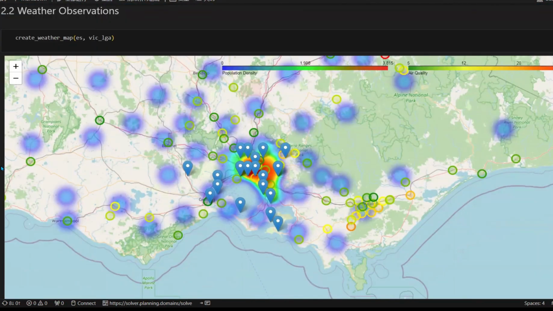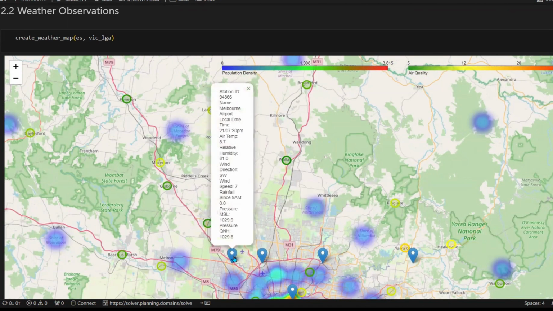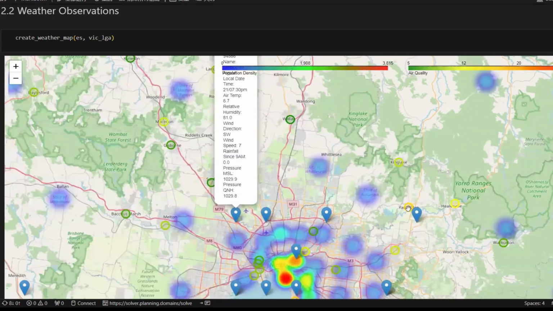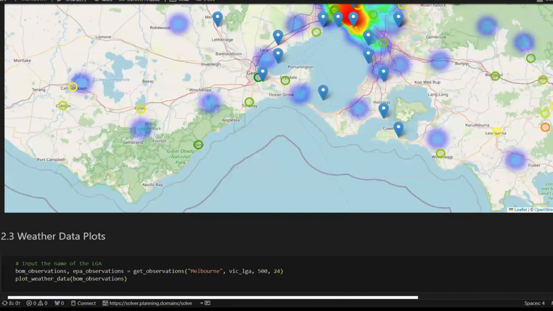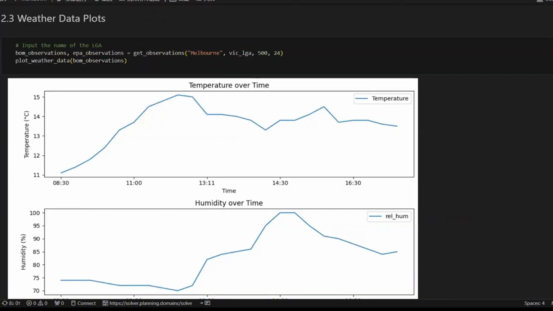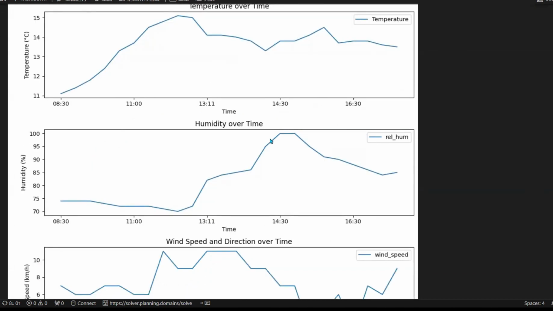We also added weather station sets from BOM to the map. By clicking on these markers, you can access detailed, up-to-date weather information, including temperature, humidity, wind speed, and rainfall. This feature provides a comprehensive view of current weather conditions across Victoria. Once tourists have chosen a destination, they can retrieve today's weather updates by entering the LGA name.